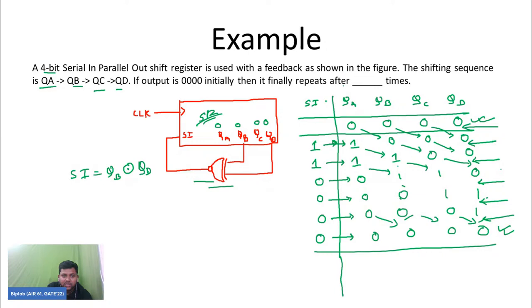So the output is 0000 initially, then it finally repeats after 1, 2, 3, 4, 5, 6 times. Okay, if it is the number of clock cycles, then you have to count it like this.